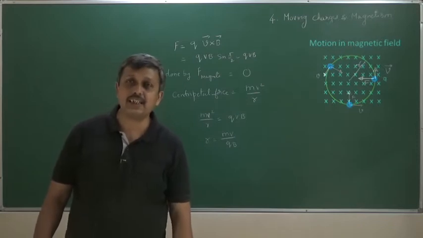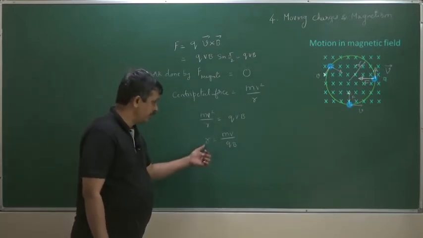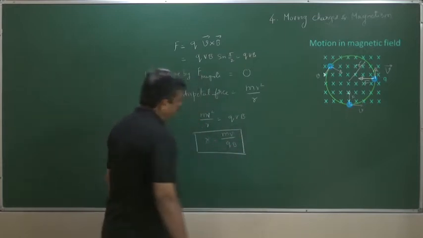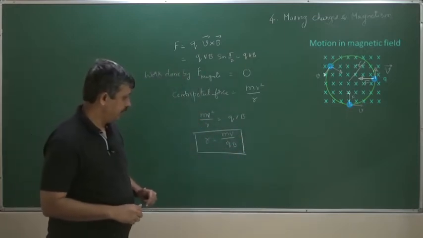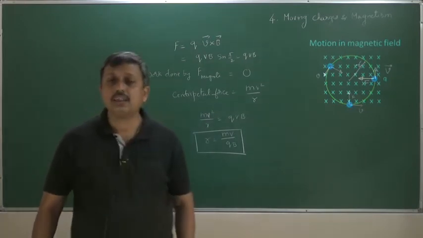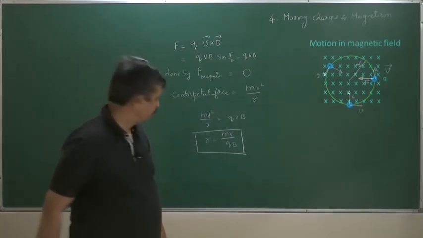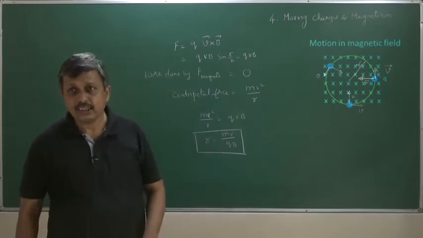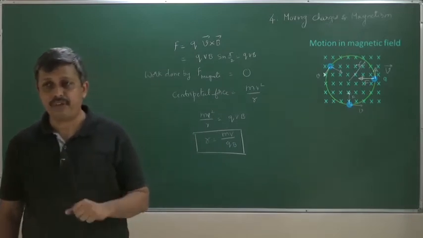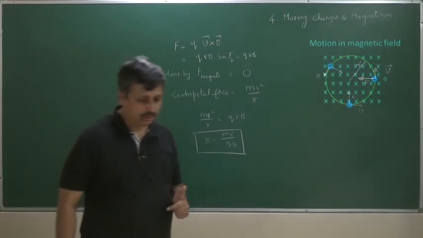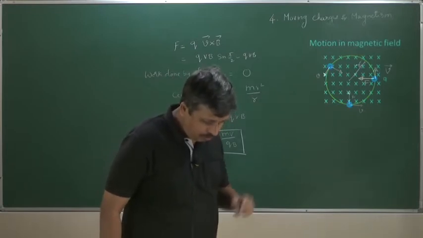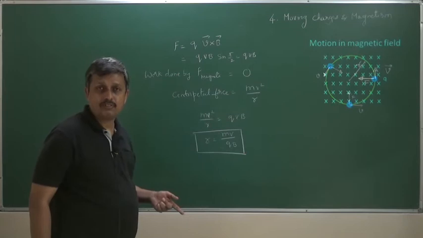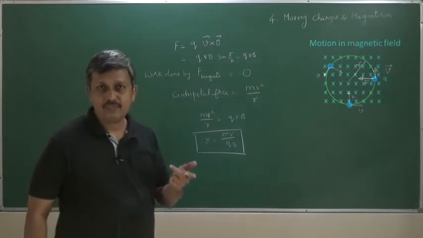So this is the radius that we want, and you can see that this radius is dependent on velocity and on B. Now let us look at one more thing. The radius is fine. So is it possible to find out the time duration for going around? Let us say the frequency. What is the frequency?